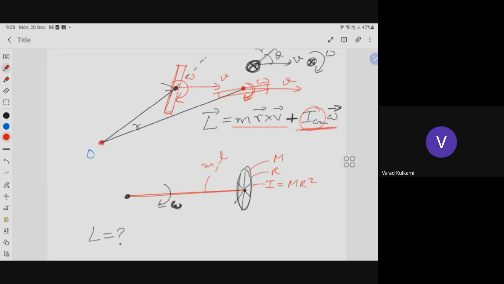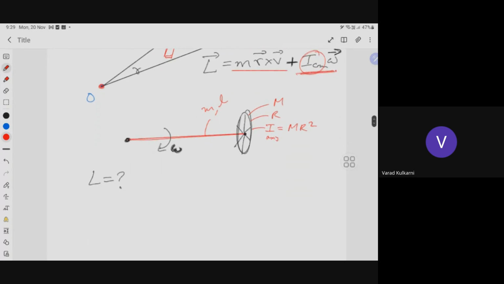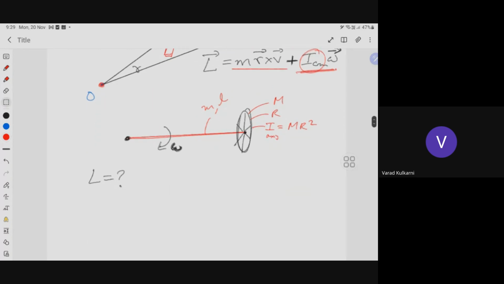Spokes are very light and the whole rim is having the weight. And along the axis, it is MR squared. At this moment, drawn on the page, what is the angular momentum? Is that clear? Now, before you do the question, I think I should have done one more theory part. So I'll just do it very fast.